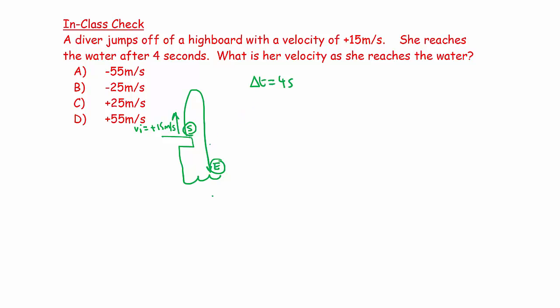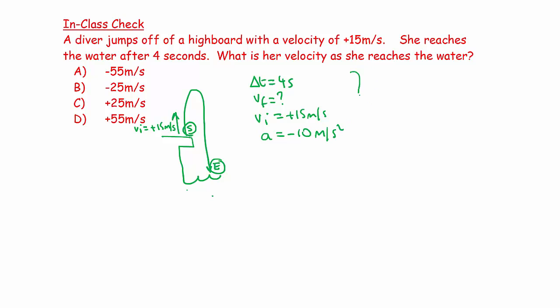What is the velocity as she reaches the water? So my VF is the end of my journey. So VF is what I don't know. I know VI, of course. VI is equal to plus 15 meters per second. And I need one more thing, and of course the thing I always know is the acceleration due to gravity.